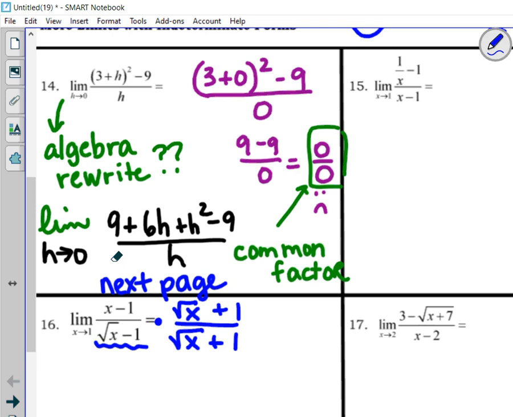Now, conjugates are a trick. It's straight up a trick. And you're going to know that that's a good plan for something to do because it's going to help you whenever you have an expression with a radical.